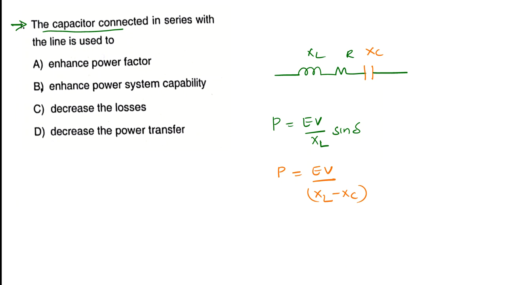Now when we are inserting this capacitance, automatically this denominator is going to decrease, so the power will increase. We can call this power system stability. So it is going to improve the power system capability. So it enhances the power system capability. So the answer is B here. We'll move to the next question.